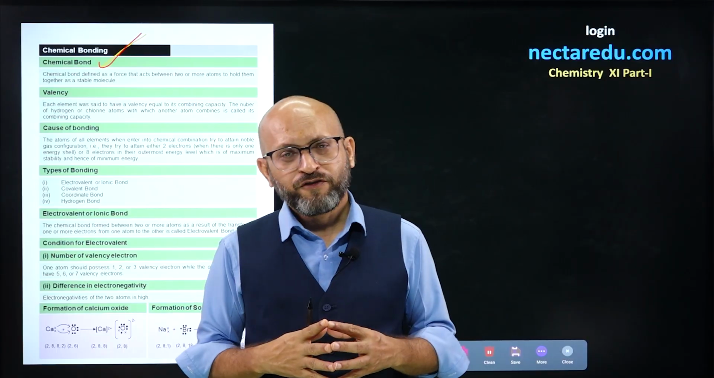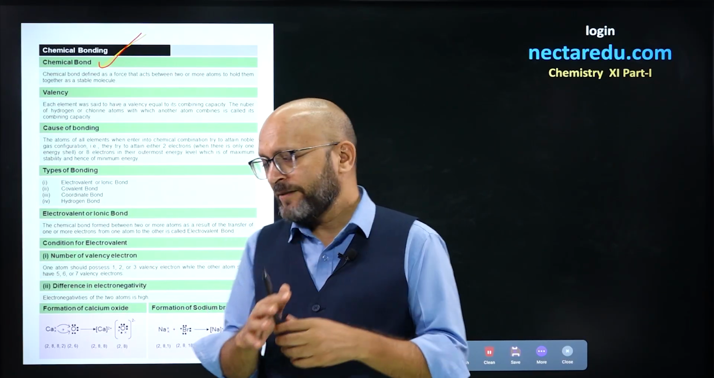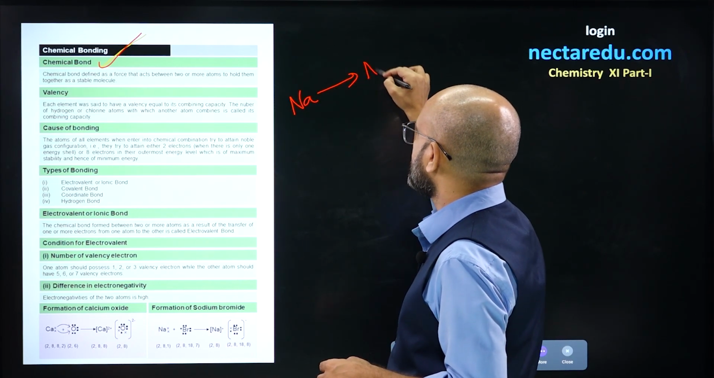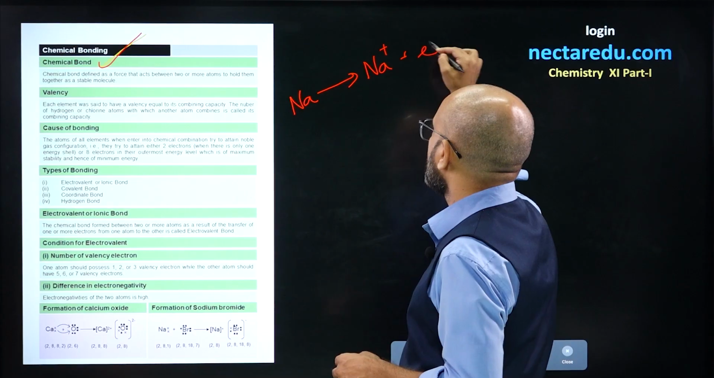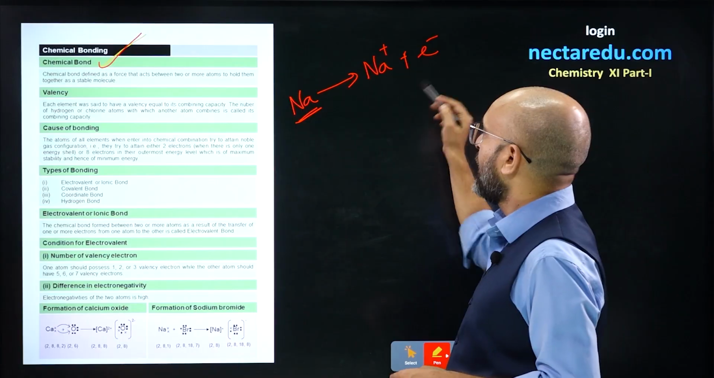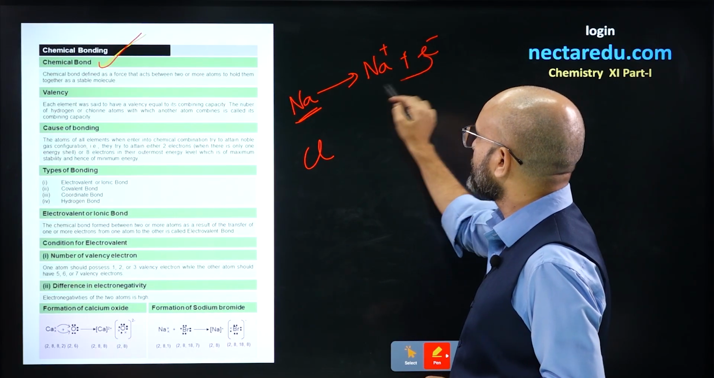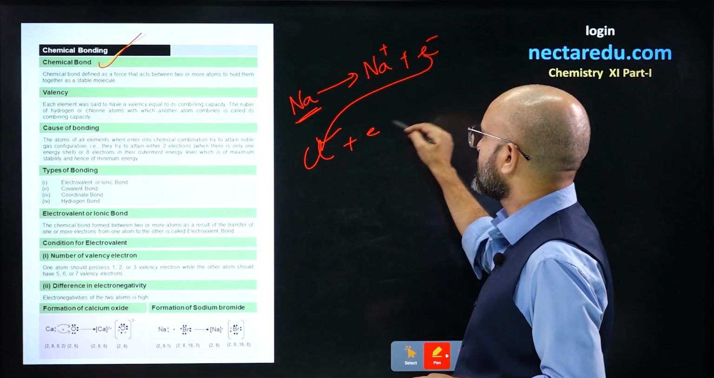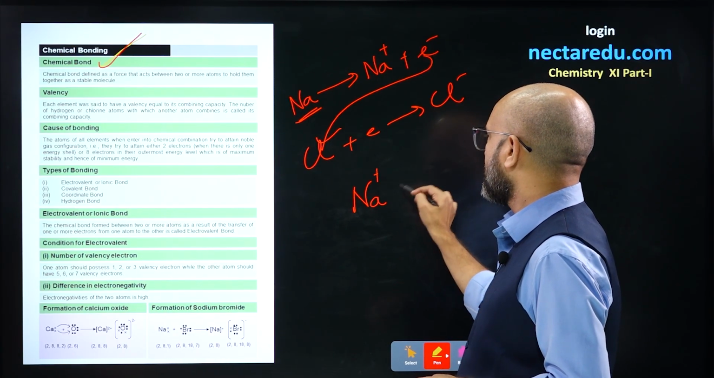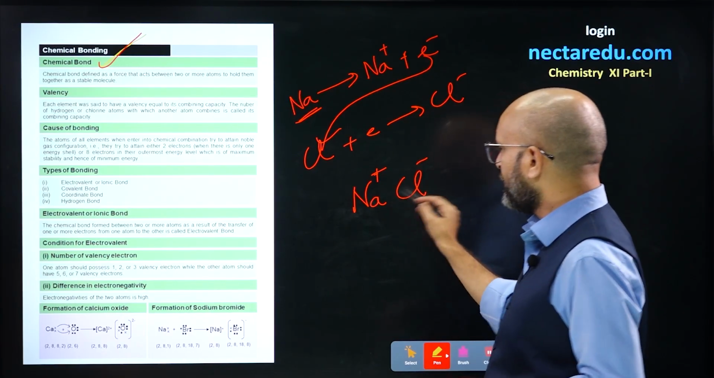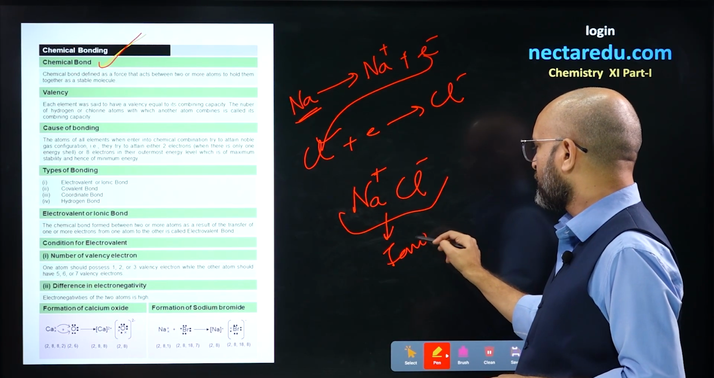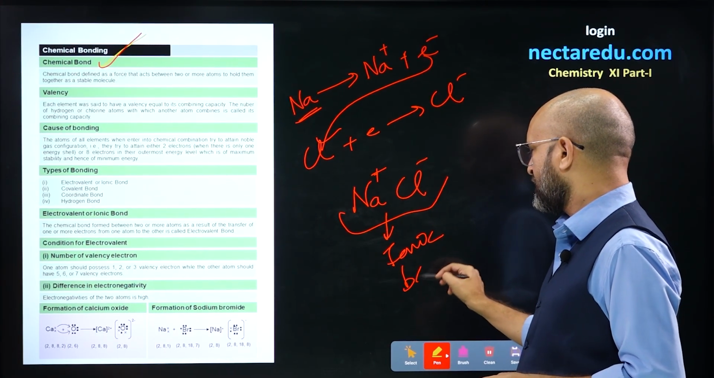When does an ionic bond form? An ionic bond forms when one atom loses its electron or gives its electron to another atom. For example, if Na is giving an electron and Cl is gaining this electron and converting into Cl minus, then Na plus and Cl minus have an attractive force which is known as the ionic bond. Ionic bond between Na plus and Cl minus.